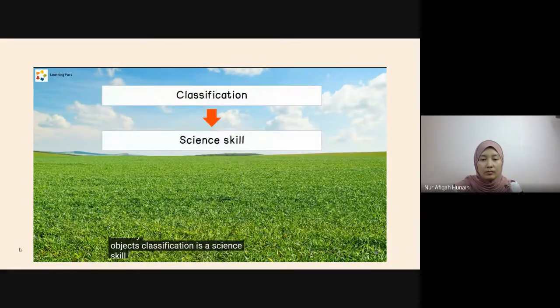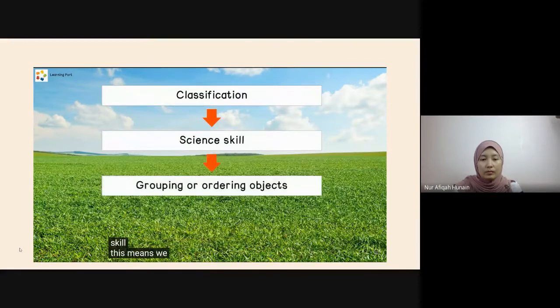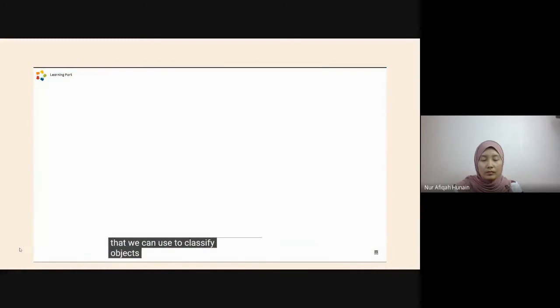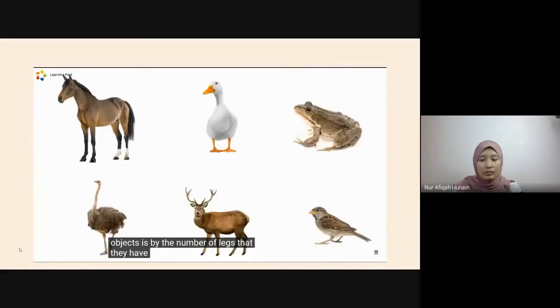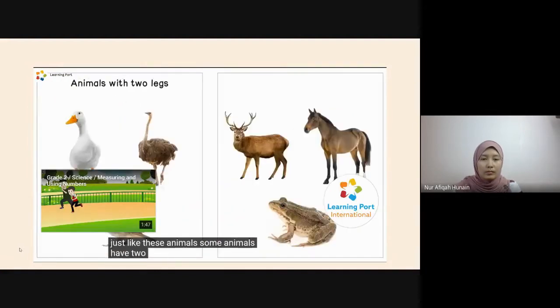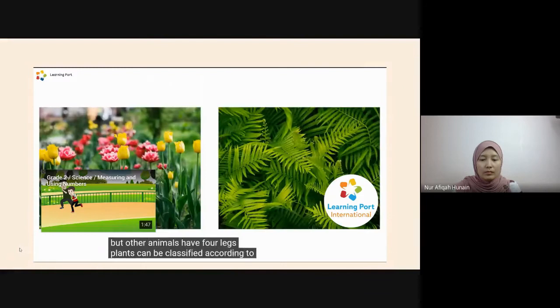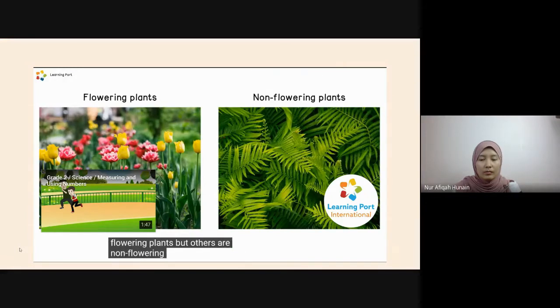Classification is a science skill. This means we group or order objects based on their similarities and differences. Another characteristic that we can use to classify objects is by the number of legs that they have, just like these animals. Some animals have 2 legs, but other animals have 4 legs. Plants can be classified according to whether they produce flowers or not. Some plants are flowering plants, but others are non-flowering plants.